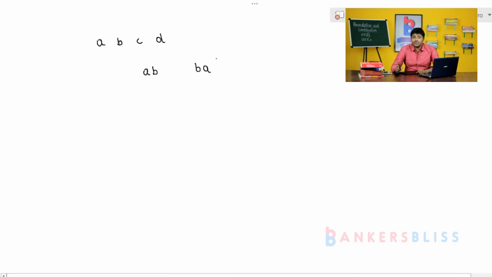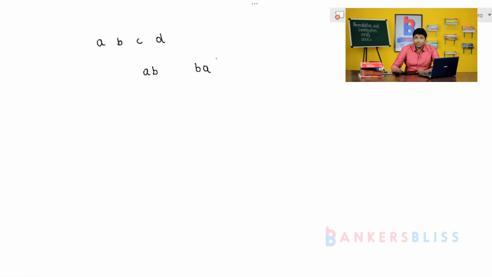AB and BA, the positions are interchanged. Arrangement depends upon the position. In AB, A comes first and B comes next. But in BA, B comes first and A comes next. So the positions are interchanged, and if the positions are interchanged, then automatically it is considered an arrangement, meaning permutation. But in selection, that is in combination, AB is equal to BA, because position doesn't make any impact.